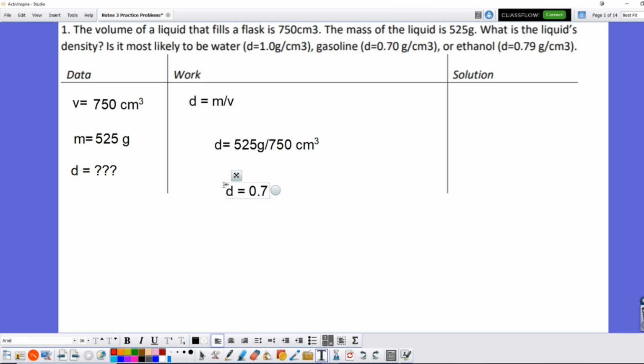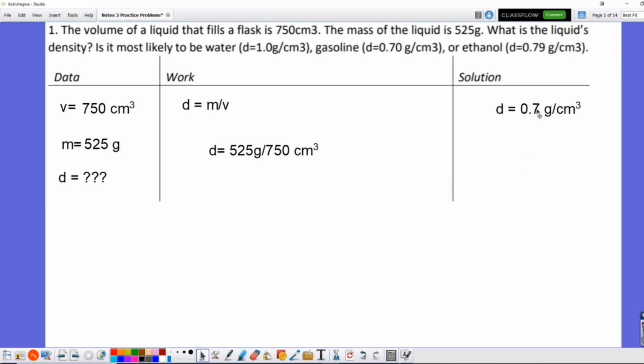But you can't stop here because you need the final unit in your answer. So 0.7. And how would you calculate that? Well, you just take a look at the values that you're using here. 525 grams divided by cubic centimeters. So the answer is grams per cubic centimeter. Just like that. And that's actually the solution. So I'm going to go ahead and copy that over here, or just move it over here.